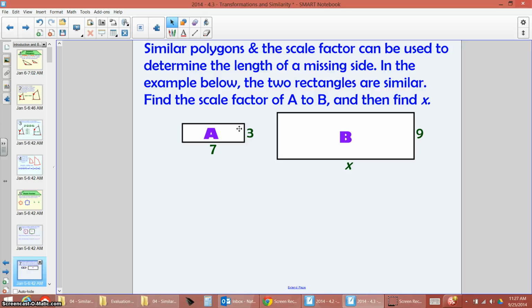So if I look at this as two polygons, and I'm looking to find the missing side length, I could look at it logically and say, well, to get from 3 to 9, I had to multiply by 3. So to get from 7 to x, I have to multiply by 3 to get 21. They have to be in the same proportion.